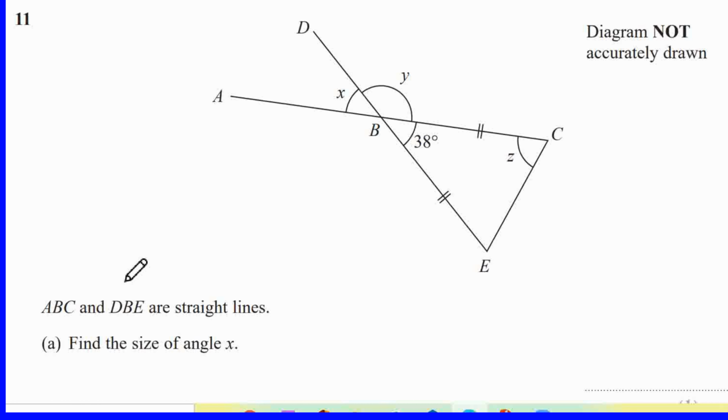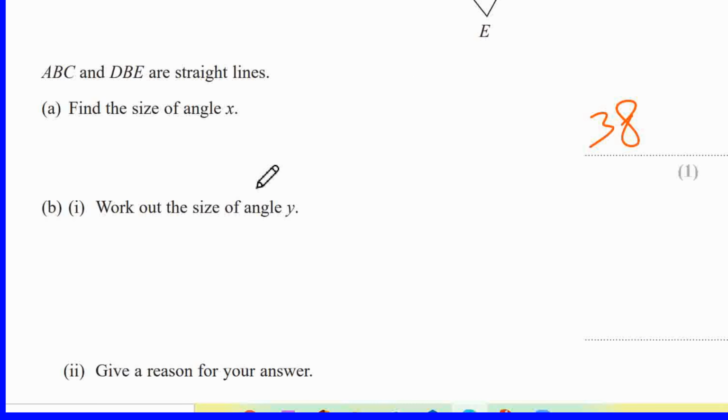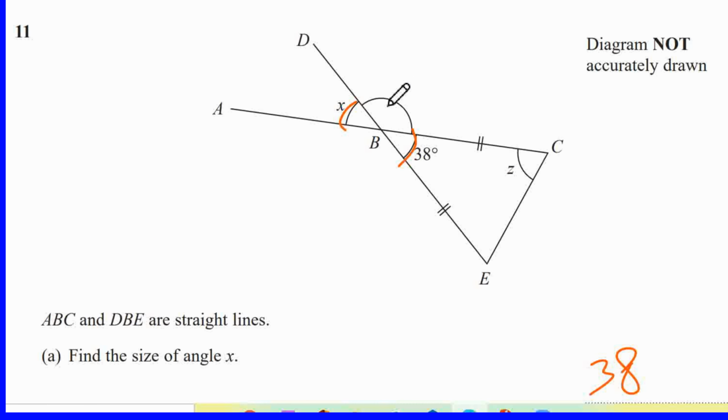A, B, C, and D, B, E are straight lines. Find the size of angle X. See that these are two vertically opposite angles. They are equal, so angle X will be 38 because they are vertically opposite angles. When a straight line crosses like this, these two are vertically opposite and they are equal. Work out the size of angle y here.